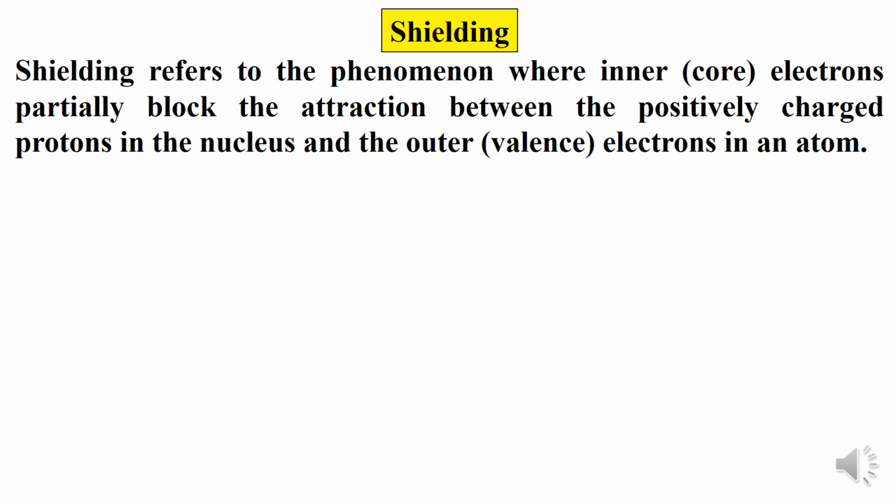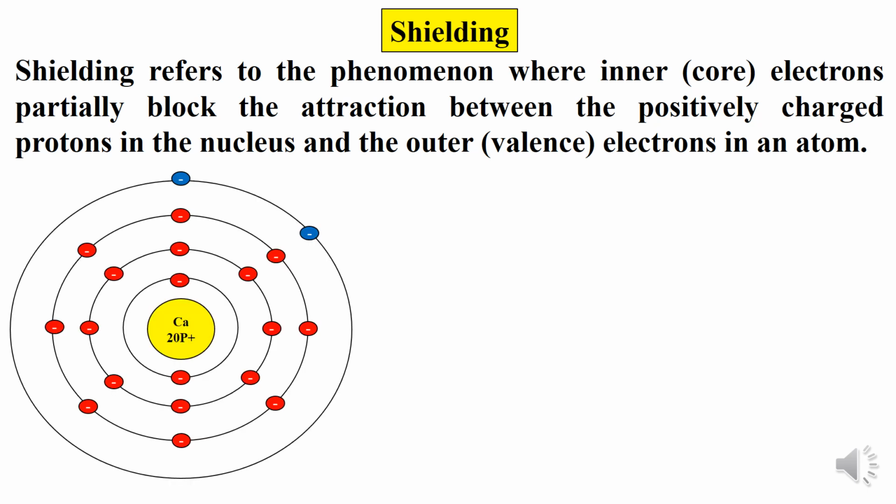What is shielding? Shielding refers to the phenomenon where inner electrons, that is the core electrons, partially block the attraction between the positively charged protons in the nucleus and the outer electrons in an atom, that is referring to the valence electrons. Now in case of calcium atom, there are 18 core electrons and 2 valence electrons.